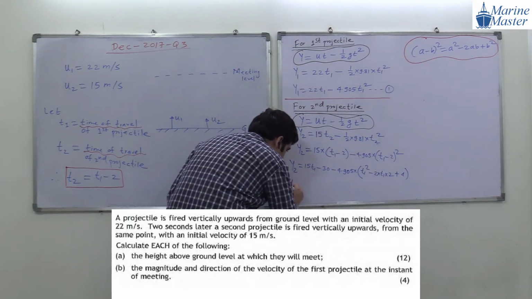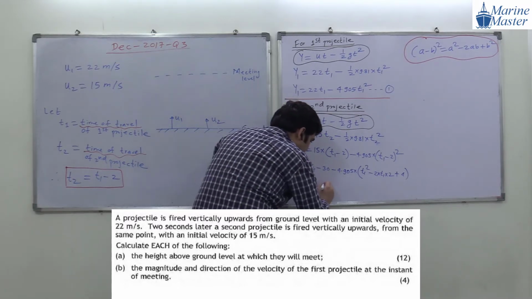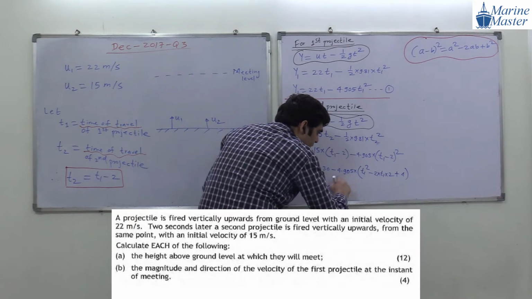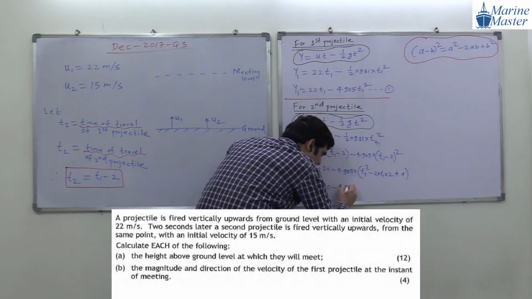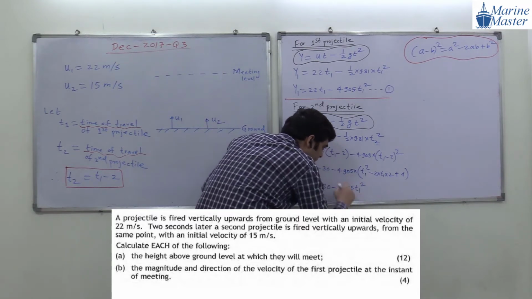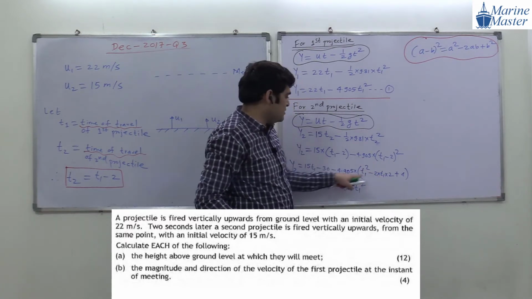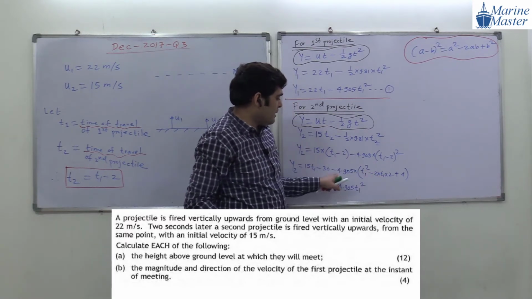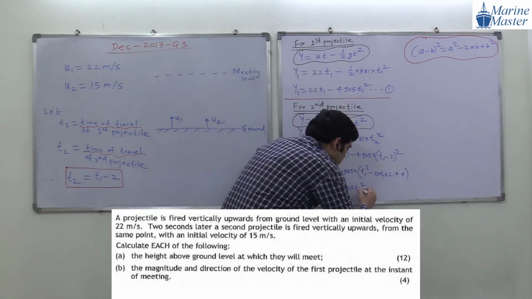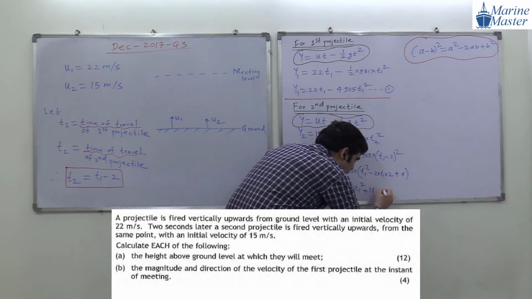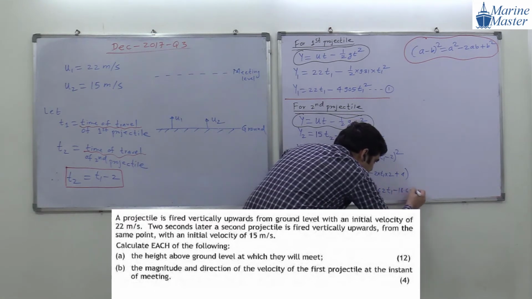So y2 will be equal to what? 15t1 minus 30. Guys, check it out. 4.905 into t1. So minus 4.905 t1 square. 4.905 minus 2 into 2, 4. So minus plus. So what will become, guys? Minus 4.905 multiplied by 4. How much will become, guys? So plus 18.62 T1 and minus 18.62.